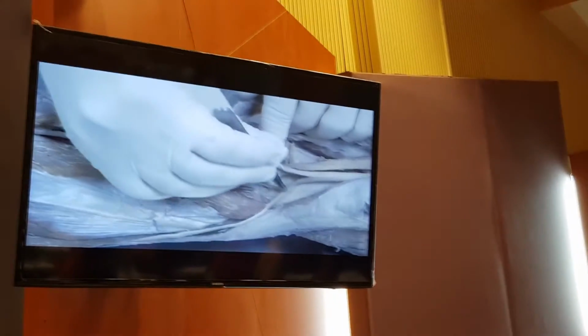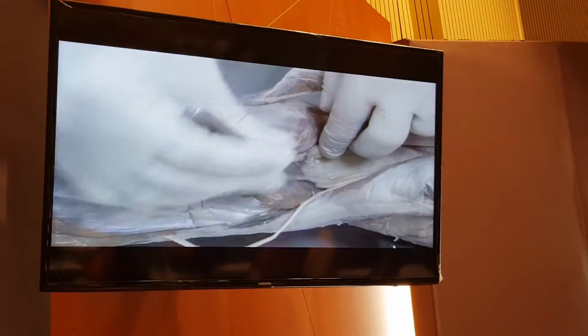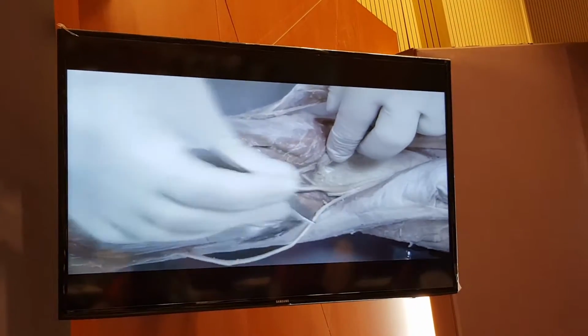Here is the common peroneal nerve, which will be going down along the upper lateral border. This is the common peroneal nerve. Okay.